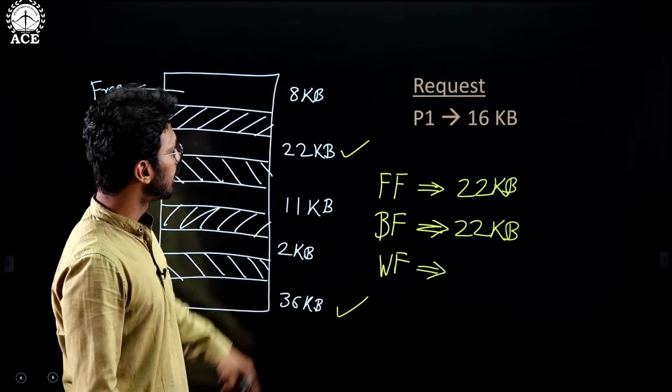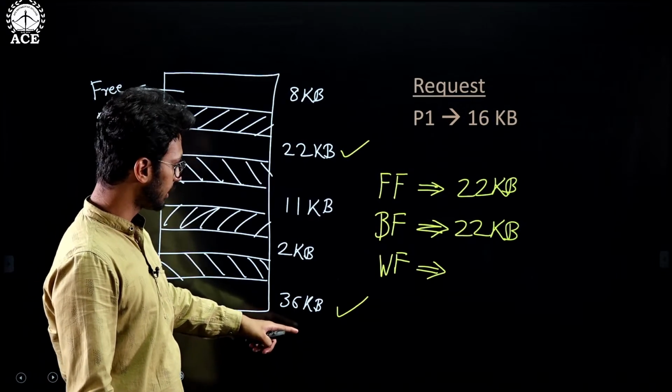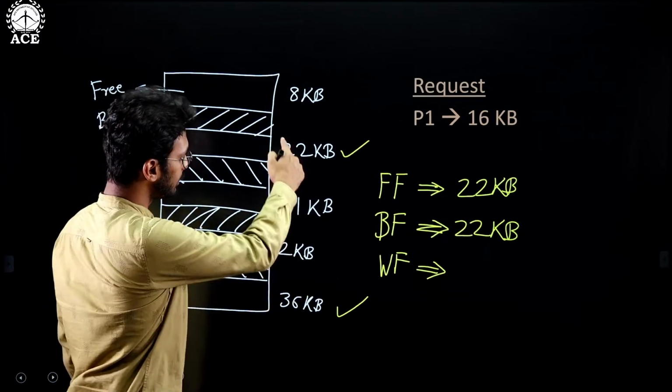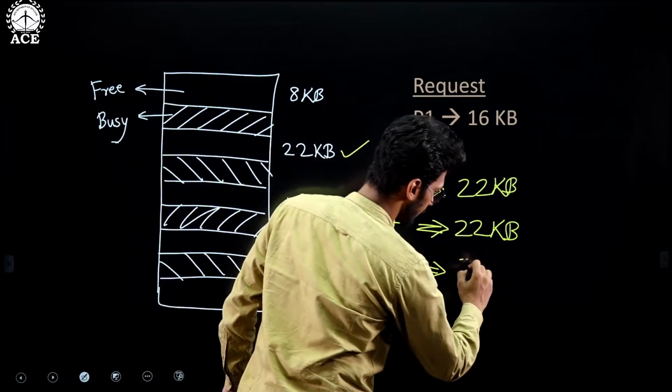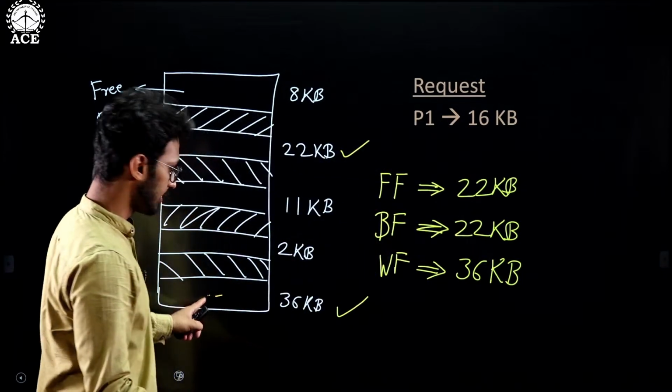Let's see worst fit. Worst fit. Scan the entire memory, free partitions, and search for largest sufficient. Among all this, largest sufficient will be obviously 36 KB. So you will place that particular process in this particular free block.